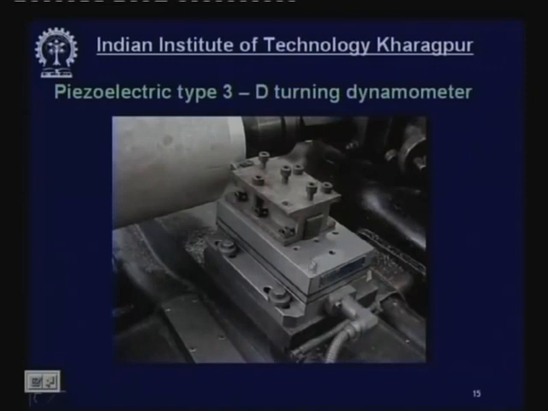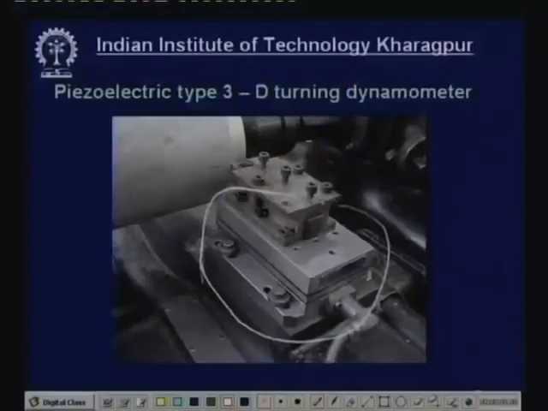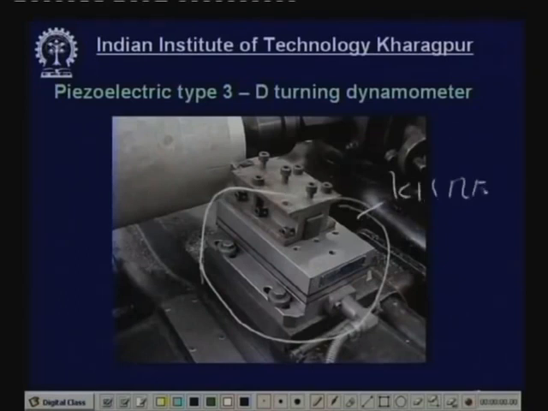So this is the dynamometer. This is the actual dynamometer, and it is manufactured by a world famous company called Kistler, K-I-S-T-L-E-R. Kistler company, and this is expensive. It may cost 12 lakhs to 20 lakhs. Anyhow, it works very well.